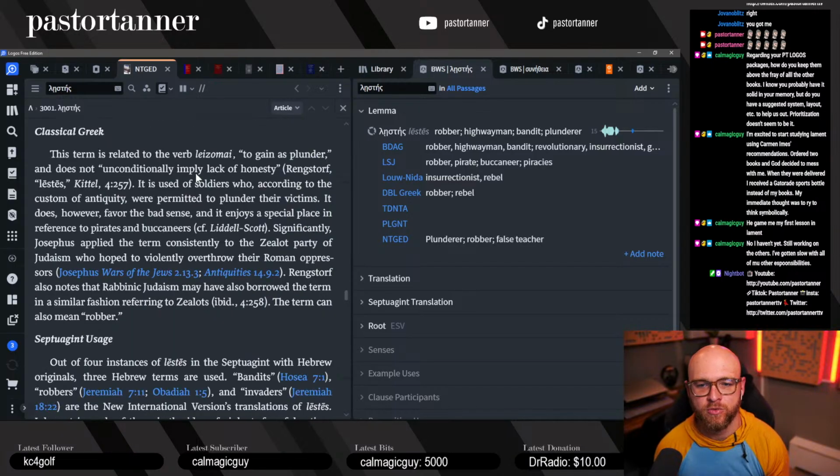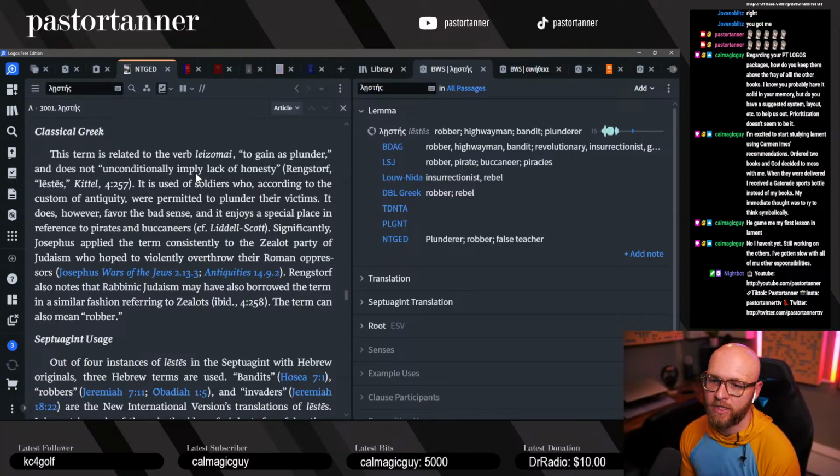Grammatical forms. Classical Greek, the term is related to the verb ledzamai, to gain as plunder, and does not unconditionally imply lack of honesty. It's used of soldiers who, according to the custom of antiquity, were permitted to plunder their victims. So just like a typical act, right? The sort of thing that they would do. It does, however, favor the bad sense, and it enjoys a special place in reference to pirates and buccaneers. Cross-reference Liddell Scott Jones, right?